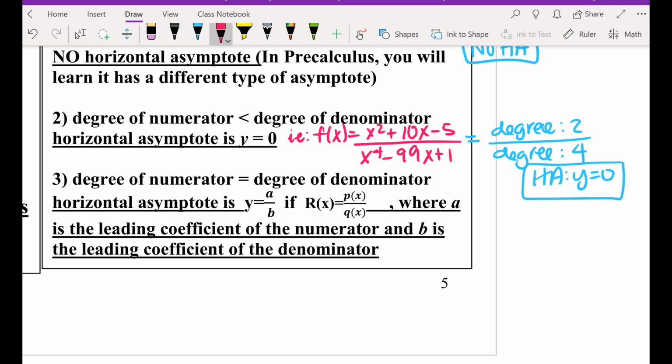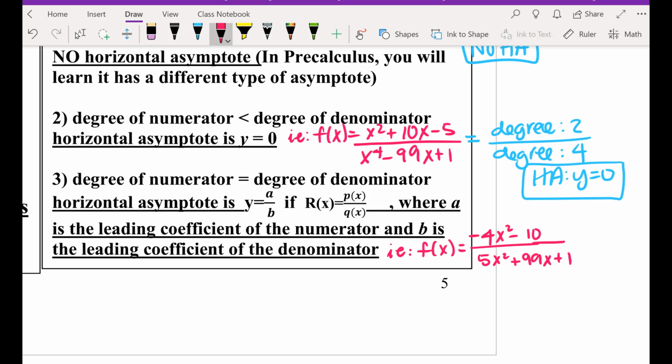Let me make up something for you. So what does it mean by leading coefficient? For example, f of x equals (negative 4x squared minus 10) all over (5x squared plus 99x plus 1). Okay, just made that up. What's the degree on the top? 2. What's the degree on the bottom? 2. Also 2. Would you agree that those are equal?